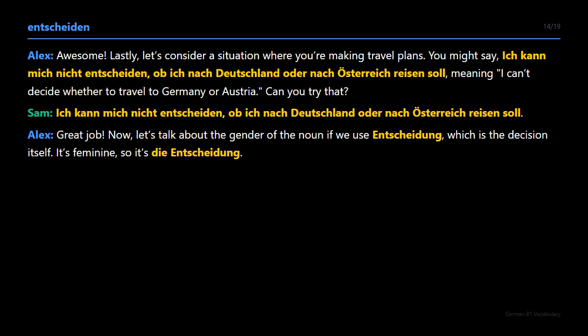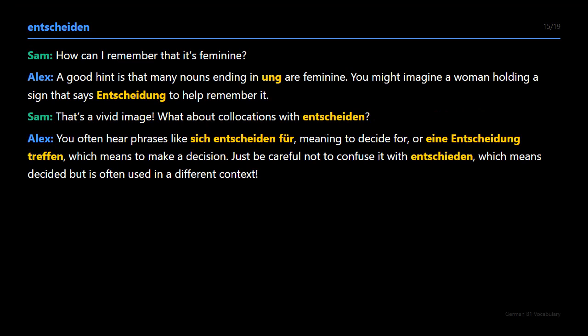Great job. Now, let's talk about the gender of the noun if we use Entscheidung, which is the decision itself. It's feminine, so it's Die Entscheidung. How can I remember that it's feminine? A good hint is that many nouns ending in -ung are feminine. You might imagine a woman holding a sign that says, Entscheidung, to help remember it. That's a vivid image.